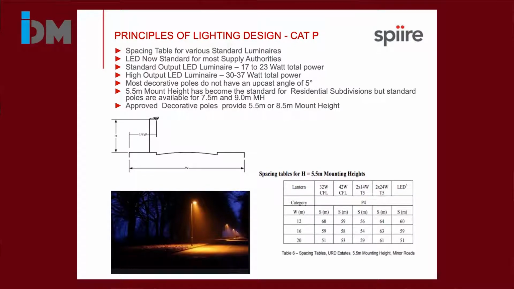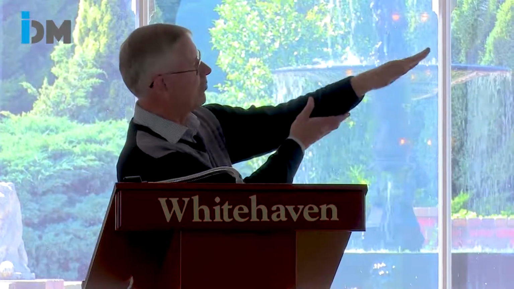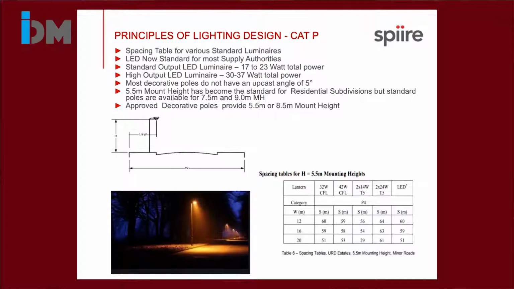And upcast angle is the angle at that bracket at the top of the pole. In the case of a standard pole, which people describe as a hockey stick pole, it will have a natural 5-degree upcast angle to assist with lighting of the actual roadway. So there's a typical spacing table for a 5.5 metre mount height with various road widths. And in this case, the road width is the full road width from basically building line to building line.